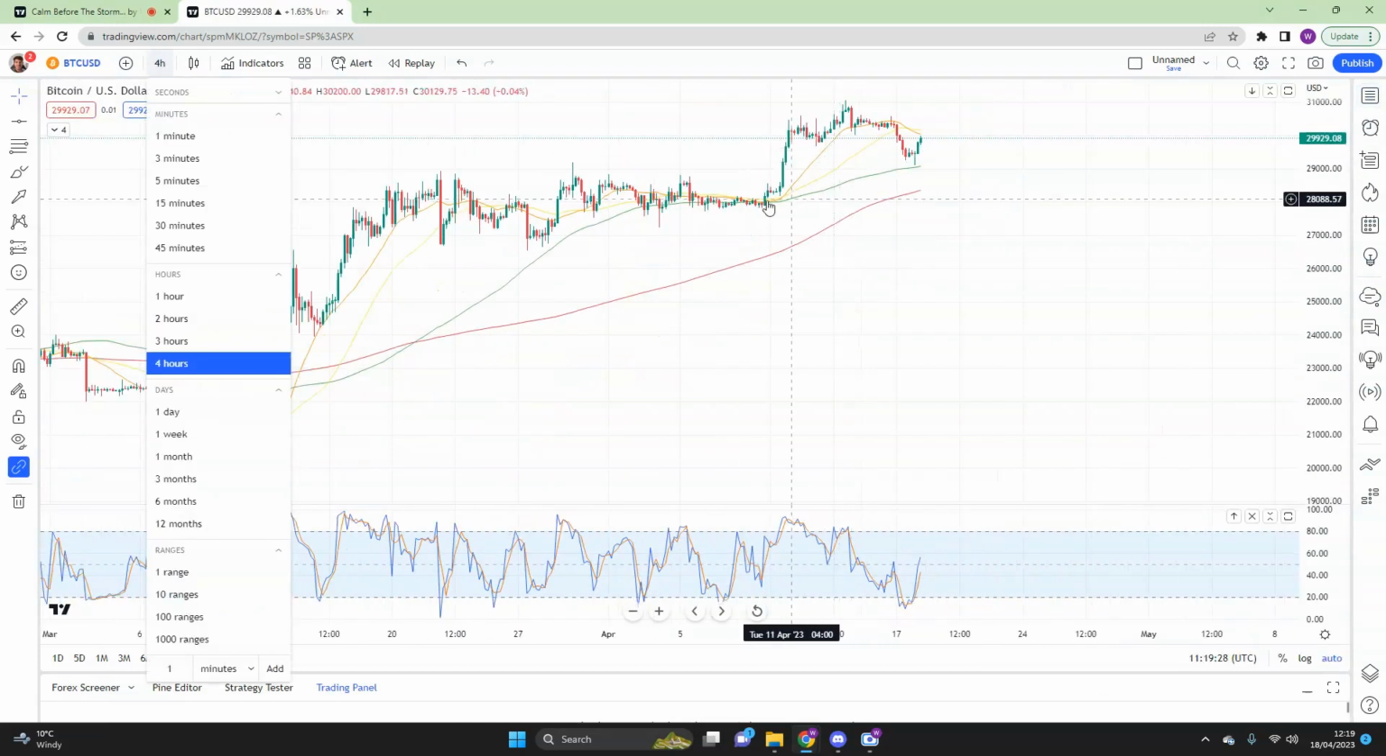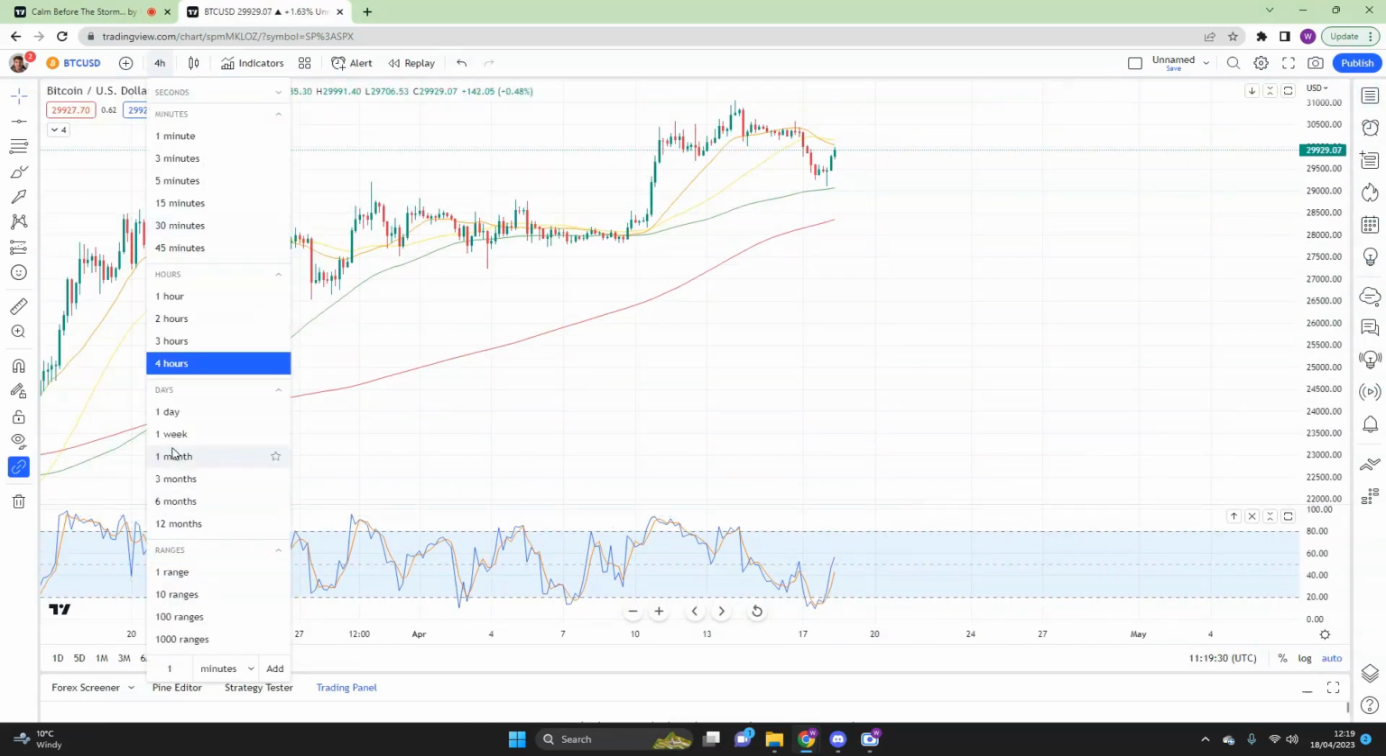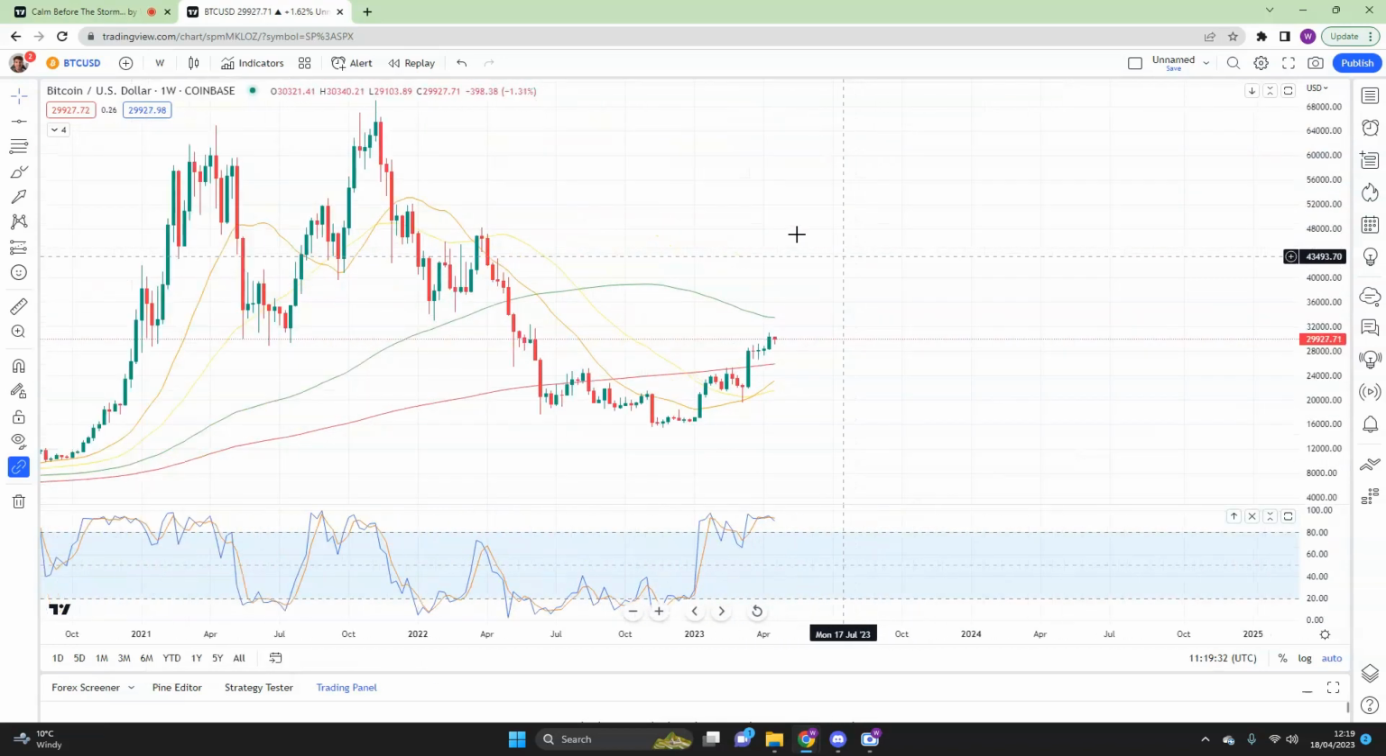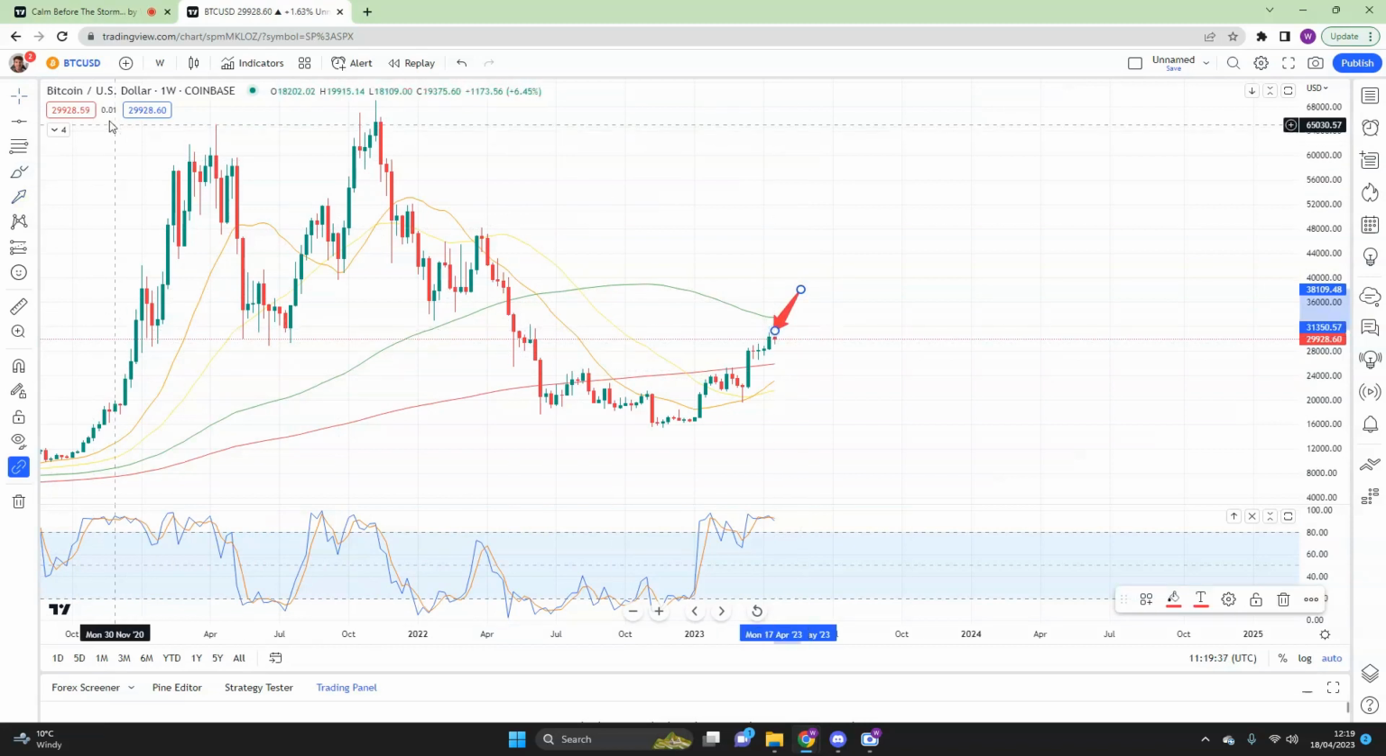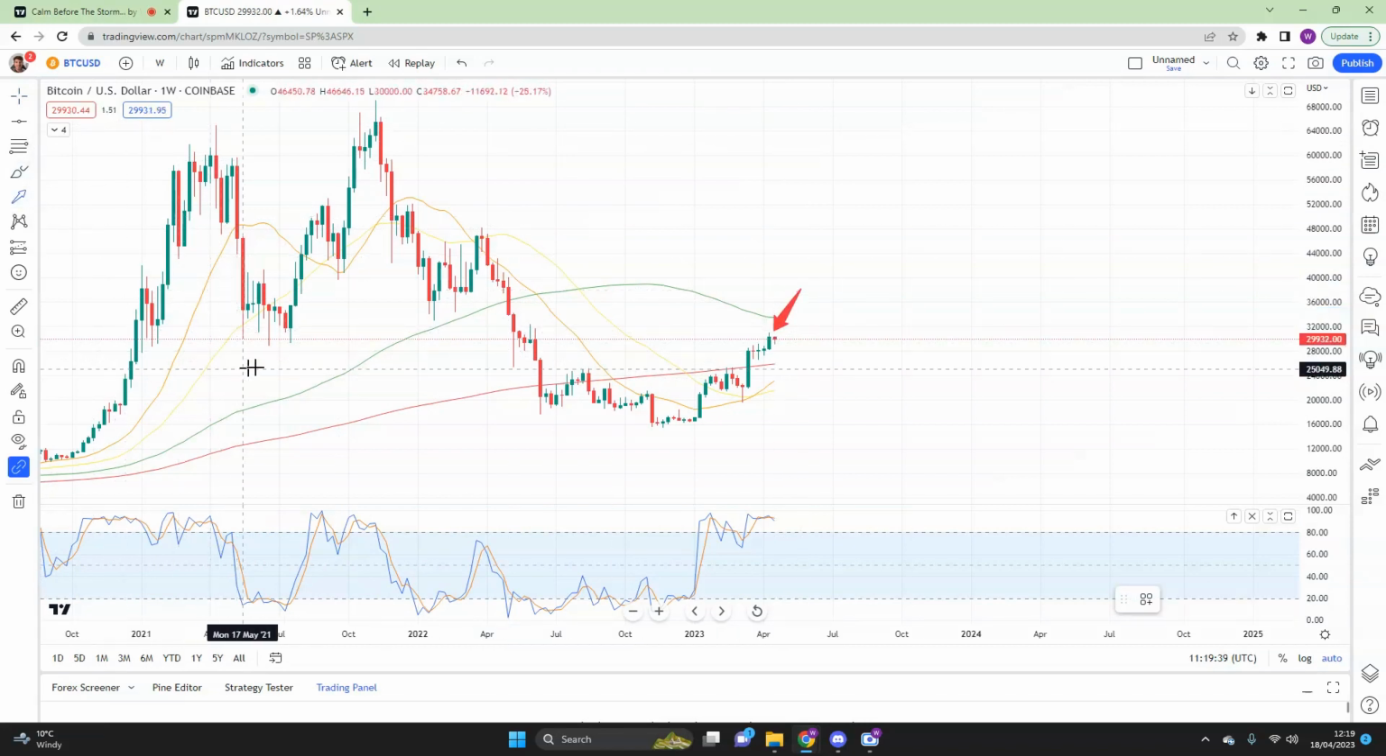For Bitcoin, what you've got at the moment, I've started on the weekly. So Bitcoin, similarly to pointing out those previous price action levels on the S&P, you've got something similar here. You've hit this candle wick there, and that's why you've got your first bounce.